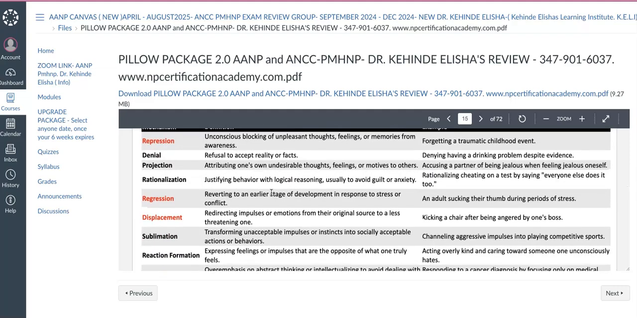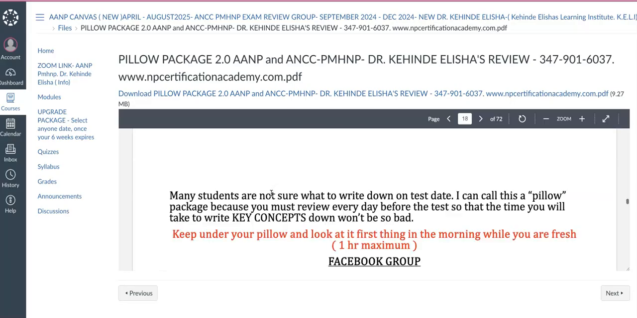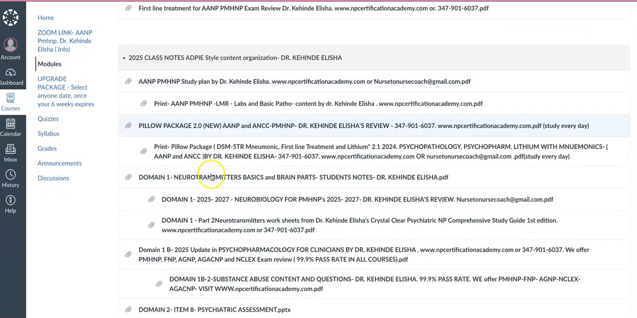Repression, regression, displacement, frequently tested. I put those in highlights. Okay, so that's your Pillbox package right there.